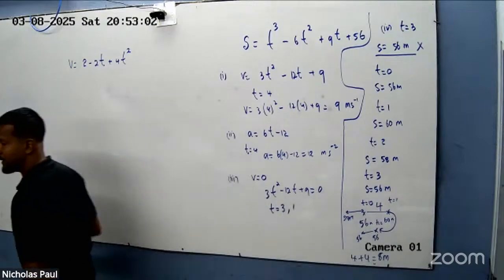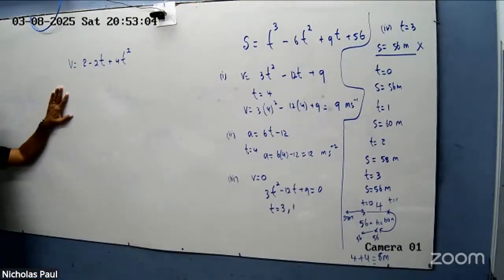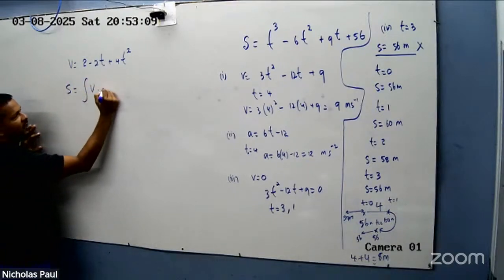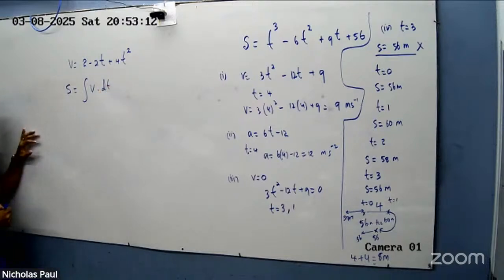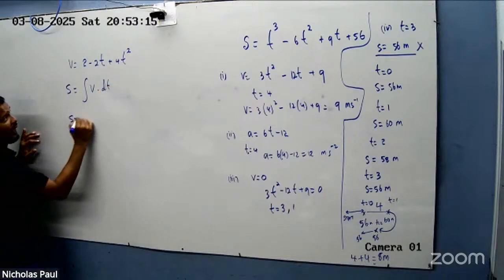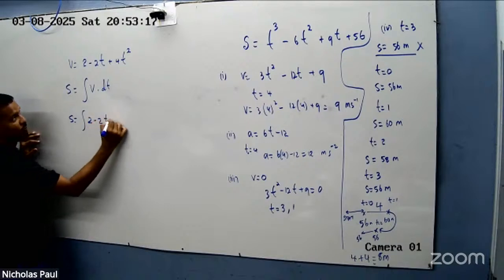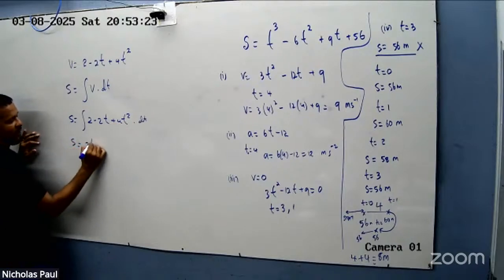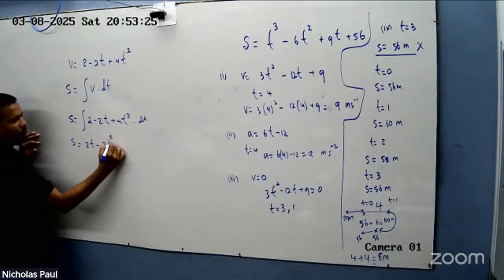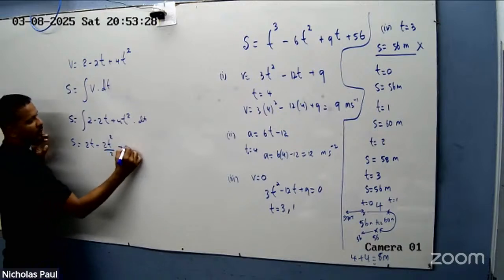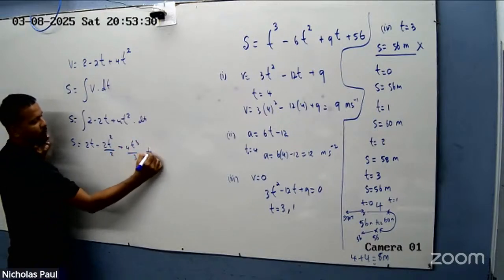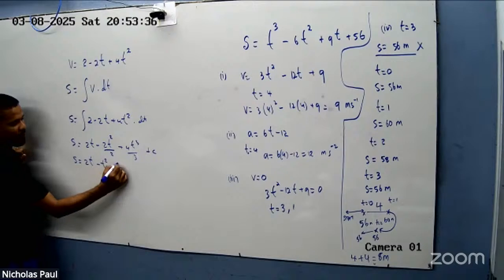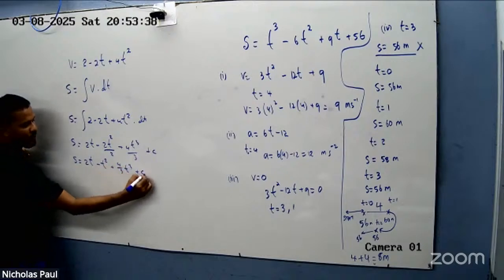Right. So what is here? The question asks us to find displacement. So displacement is the integral of velocity with respect to time. That's okay? So we are going to integrate 2 minus 2t plus 4t squared. When you integrate this, you'll get 2t, add 1 to the power, divide by the power, minus t squared, plus 4t cubed over 3, plus c. So s is equal to 2t minus t squared plus 4t cubed over 3 plus c.